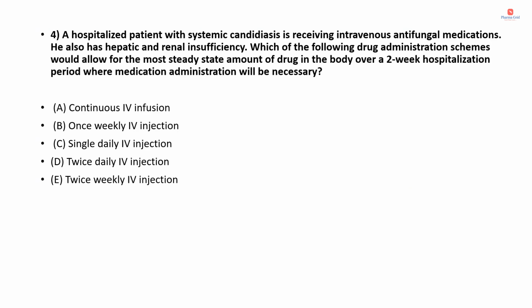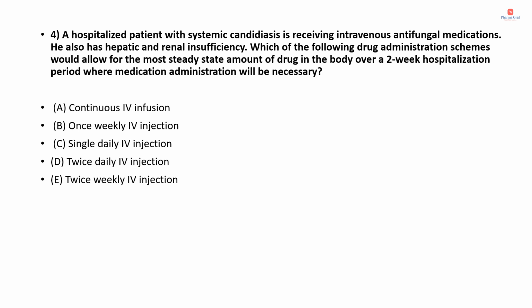Question number 4. A hospitalized patient with systemic candidiasis is receiving intravenous antifungal medications. He also has hepatic and renal insufficiency. Which of the following drug administration schemes would allow for the most steady state amount of drug in the body over a 2-week hospitalization period where medication administration will be necessary? So here we need to find out the route of drug administration that would allow for the most steady state amount of drug in the body over a 2-week hospitalization period.